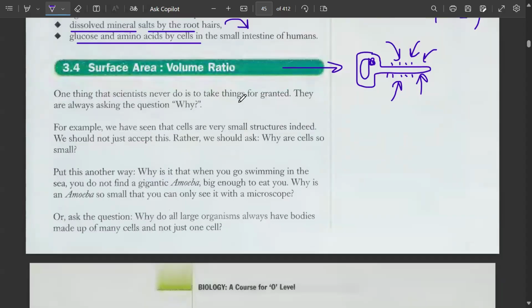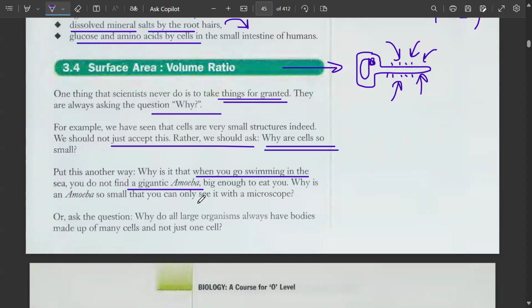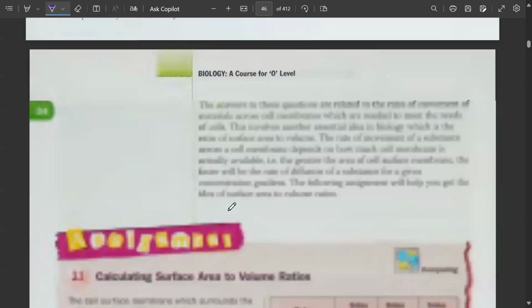One thing that scientists never take things for granted is always asking the question why. For example, we have seen the cells are very small structures indeed, so we should not just accept that; we should ask why are cells so small? Why is it then when you go swimming in the sea, you do not find gigantic amoeba, लेकिन वो बहुत छोटे हैं कि आप सिर्फ माइक्रोस्कोप से ही उनको देख सकते हो.